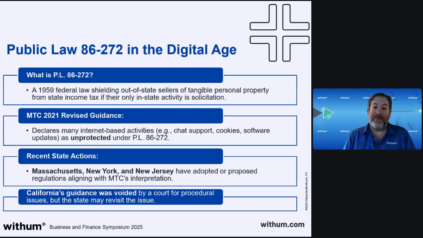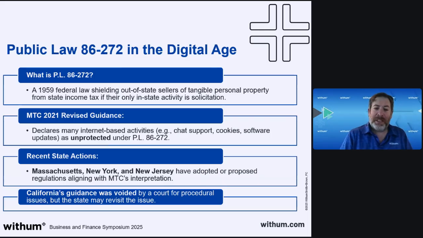So, for example, having chat support or placing cookies on a customer's computer or providing software updates are all unprotected. Now some of these things, if I buy a box and that box comes with software updates, I think that the consensus is that likely breaks 86272.